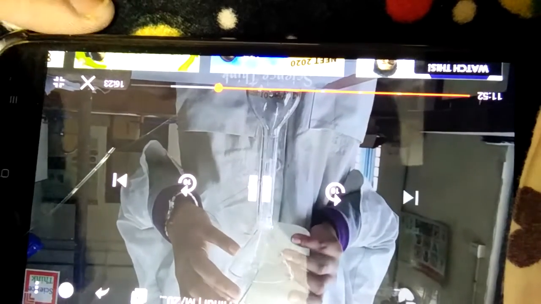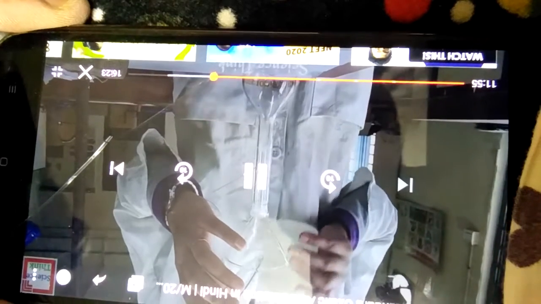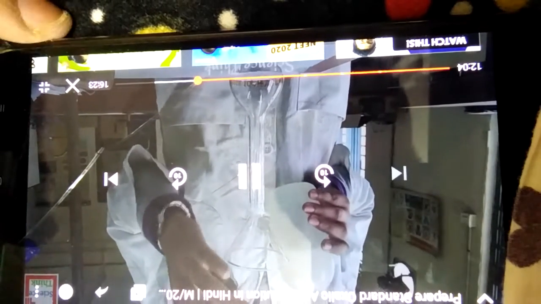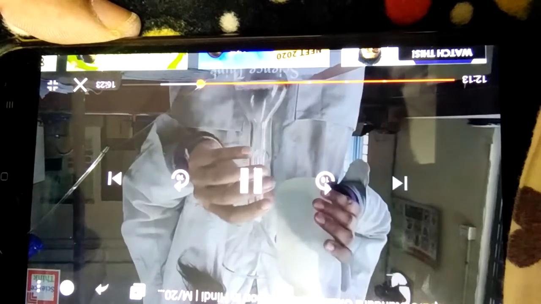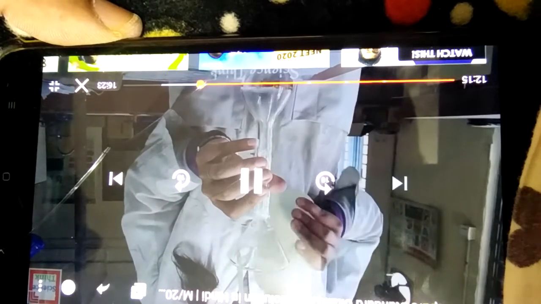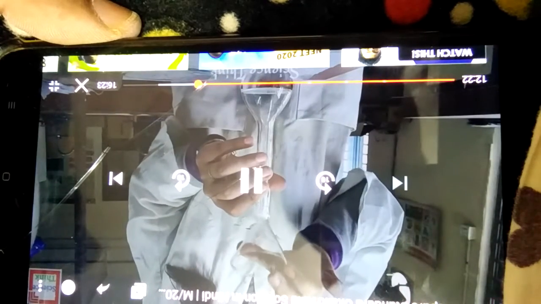and after transferring the salt in the SMF, whatever salt particles are stuck to the surface of the watch glass, that should also be transferred by washing it from the wash bottle. Now you have to also wash the inner portion of the funnel, so that if any particles are stuck in the inner portion of the funnel, then that should also go inside the standard measuring flask.